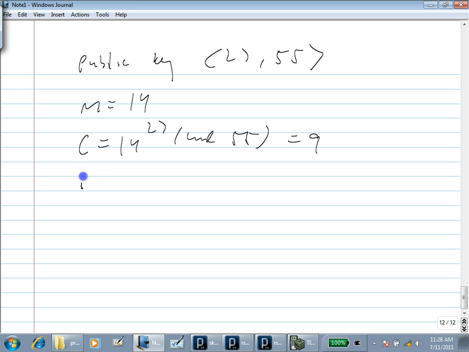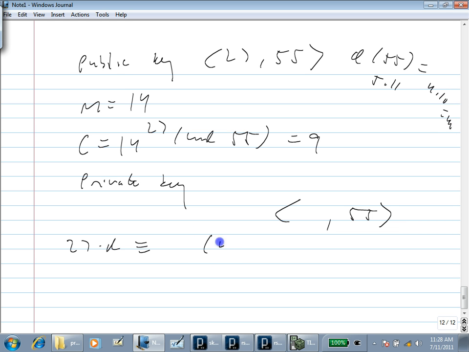Now Alice's private key is going to be also mod 55. We have to solve 27D is equal to 1 mod phi of 55. Since 55 is 5 times 11, phi is going to be 4 times 10, which is 40. So Alice needs to figure out what number you can multiply 27 by to get one more than a multiple of 40. Here it's a small number. It is 3. 3 times 27 is 81. So D equals 3. So according to this, Alice should be able to decrypt that 9 by raising 9 to the 3rd power and modding it by 55.